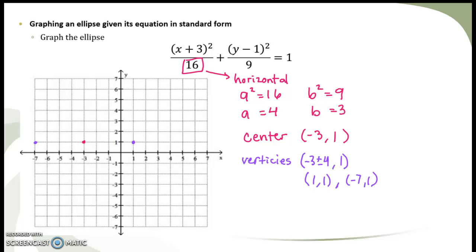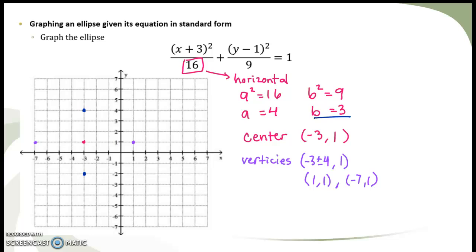Now how about my other points? My other points happen on my minor axis, which is going to be my smaller axis, and I get that value from b. So from the center, I count b up, 1, 2, 3, and I have a point here, and I count b down, 1, 2, 3, and I have a point here.